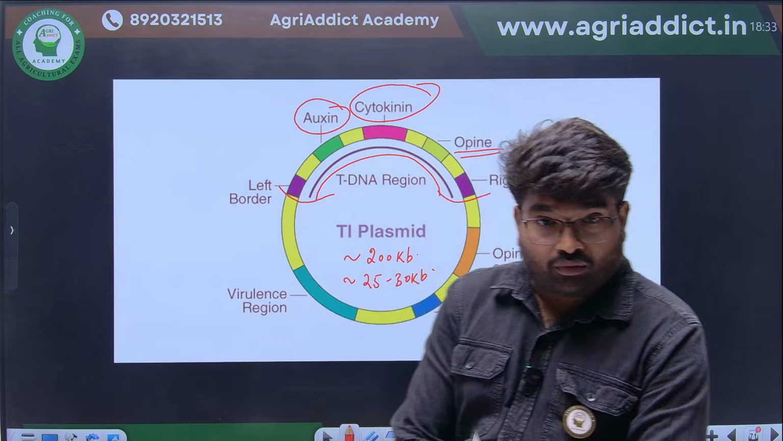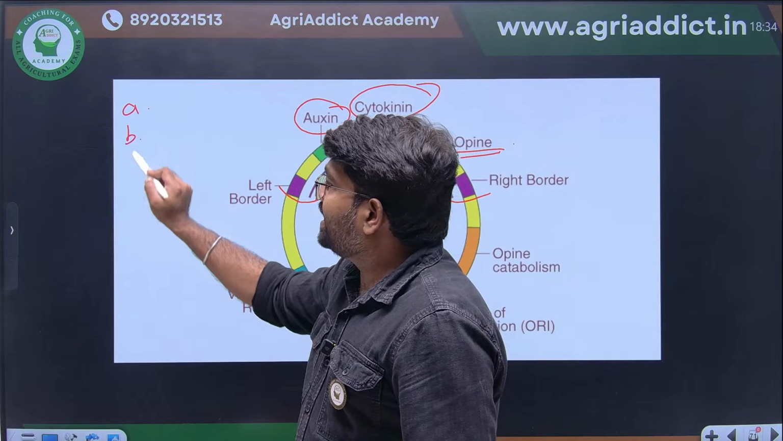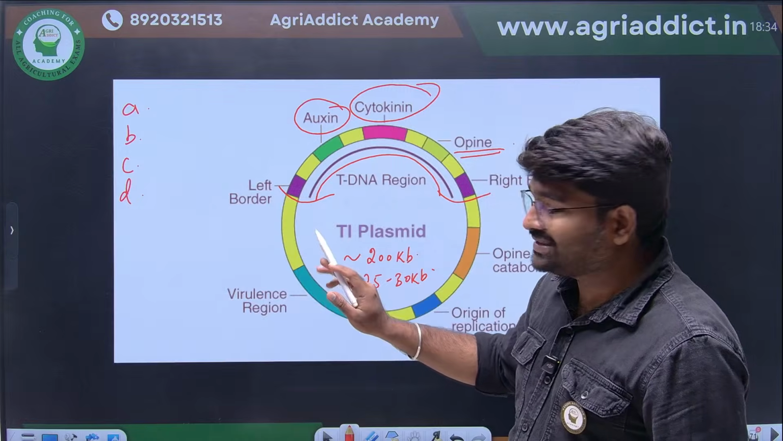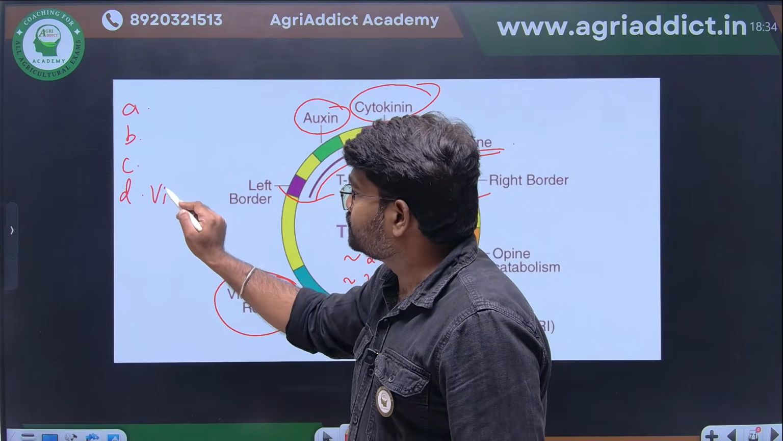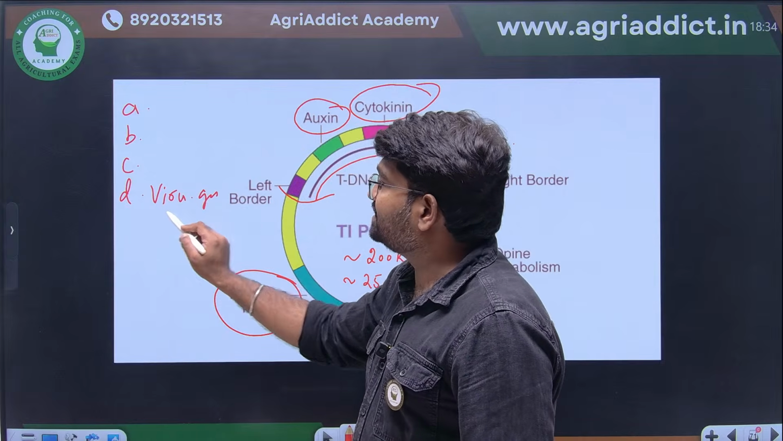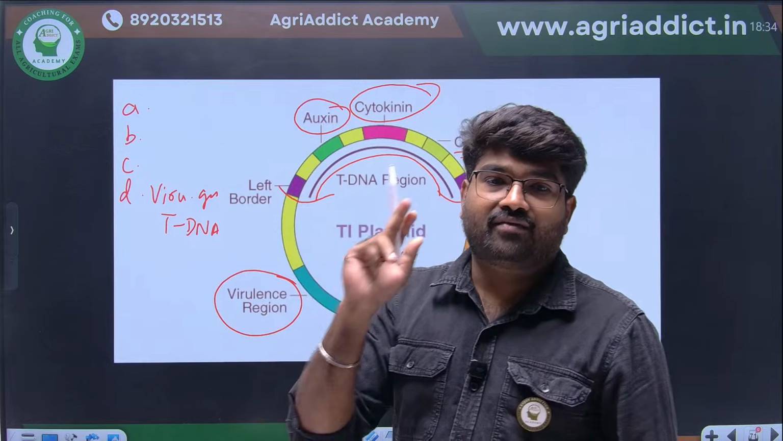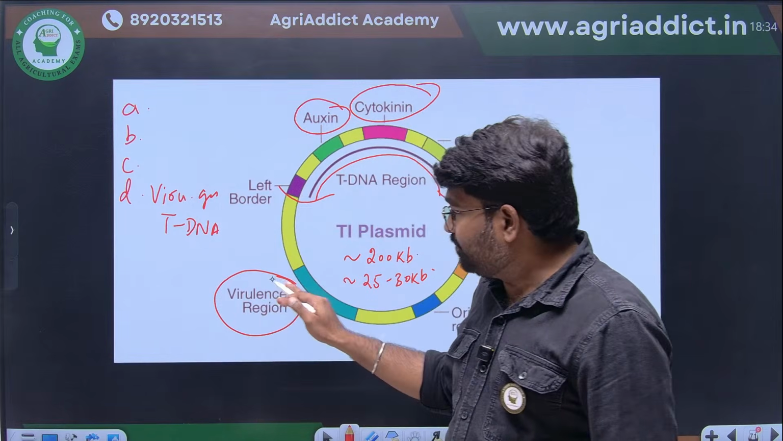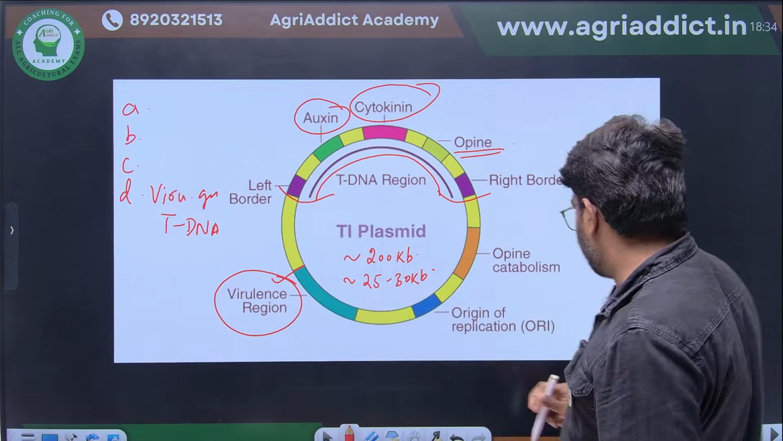In the options they gave, four options were there. In all the options except one, they had given that virulence genes will also be present in the T-DNA region. Virulence genes will never be present in the T-DNA region. Clear? They will be present separately in the Ti plasmid. So this is the question they asked.